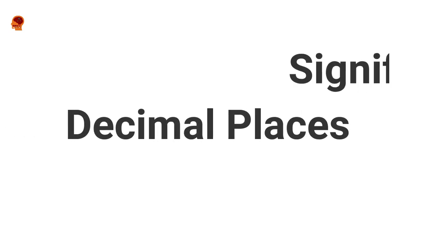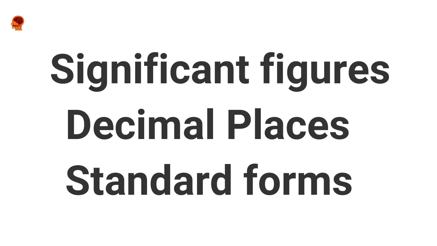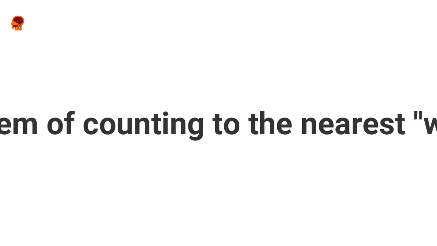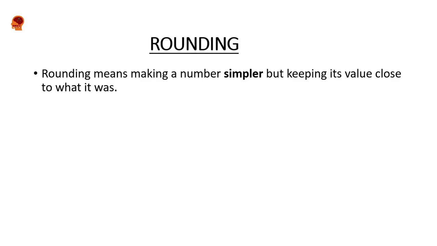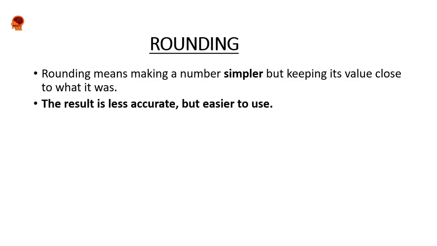Approximation and estimation. Approximations are often linked to such terms as decimal places, significant figures, standard forms, and so on. It is a method or system of counting to the nearest whole. Now, before we learn approximation and estimation, there is need for us to know what rounding is. Now, let's talk about rounding quickly. Rounding means making a number simpler but keeping its value close to what it was. It also gives a result less accurate but easier to use.